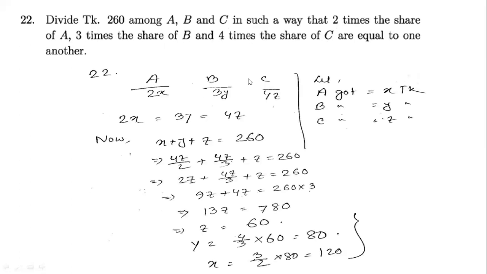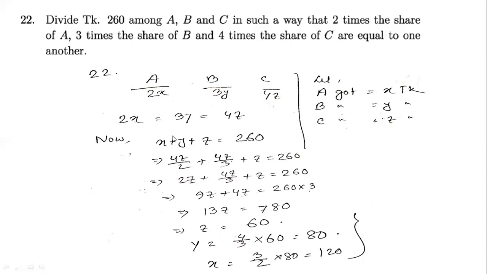That means A will be 2 times, B will be 3 times and C will be 4 times. We are just letting A got x, B got y and C got z. Just multiplying 2x, 3y and 4z, and according to the question they are equal. Now x plus y plus z equal to 260. Why? Because if we add these three amounts, we get 260, because 260 taka has to be divided among them. That's why according to the question we can say x plus y plus z equal to 260.